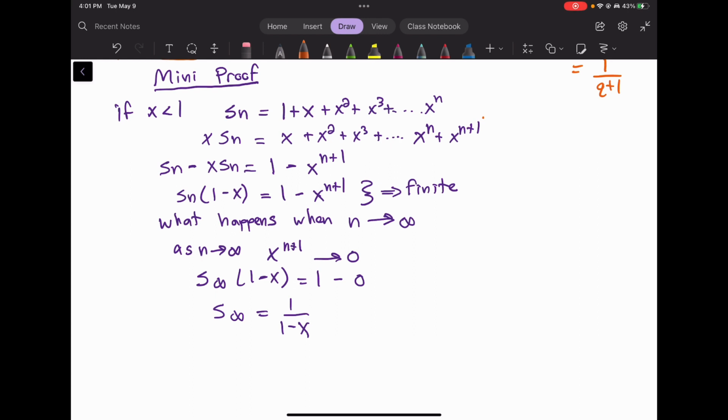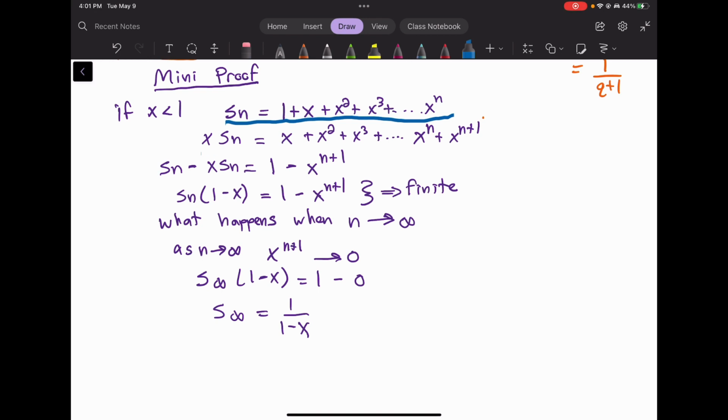So in order to continue with our proof, we need to have a short mini proof here. This mini proof is going to show that if x is less than 1, the sum of n terms is equal to 1 plus x plus x squared plus x cubed, up to x to the n. So what we're going to do is multiply both sides of this equation by x.